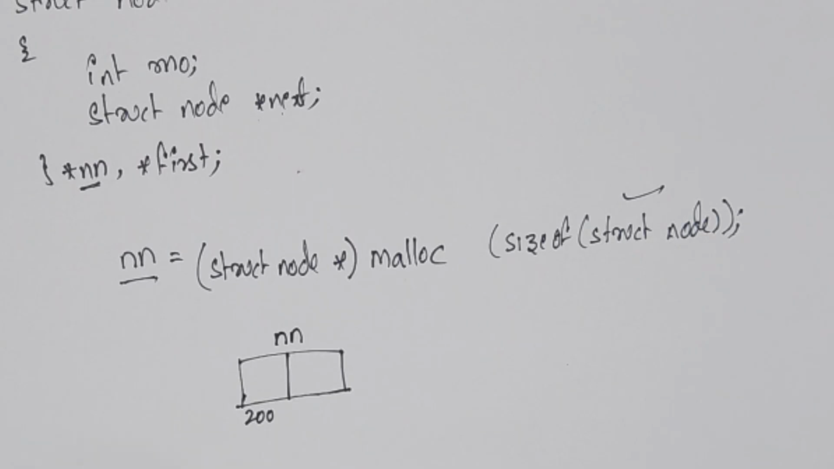This is nn, the variable name. Now, with the help of this variable, you can access the members. It allocated memory for two members. What is the first member? This is roll number and this is next. Then how to access members? With the help of the variable. Now nn is a pointer variable, so using the arrow you can access the members. nn of roll number, nn of next.